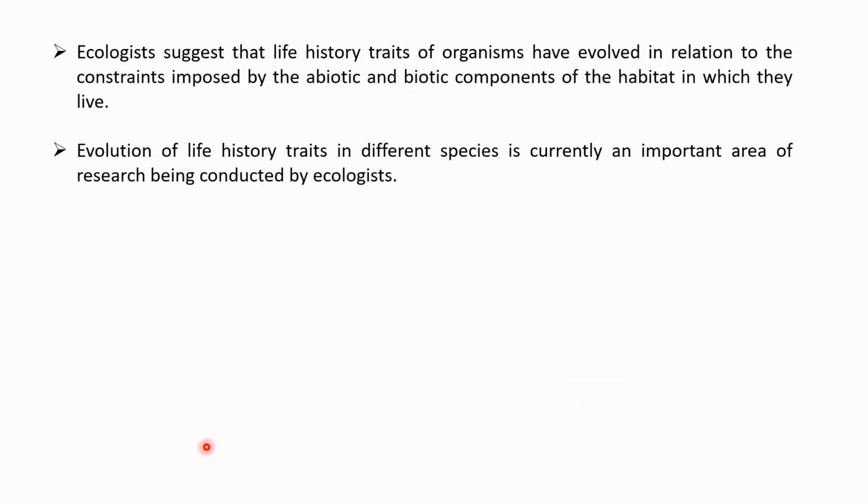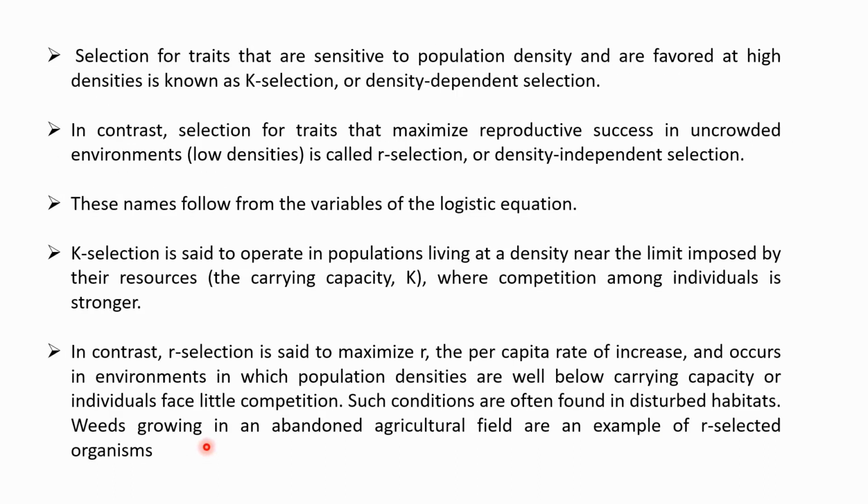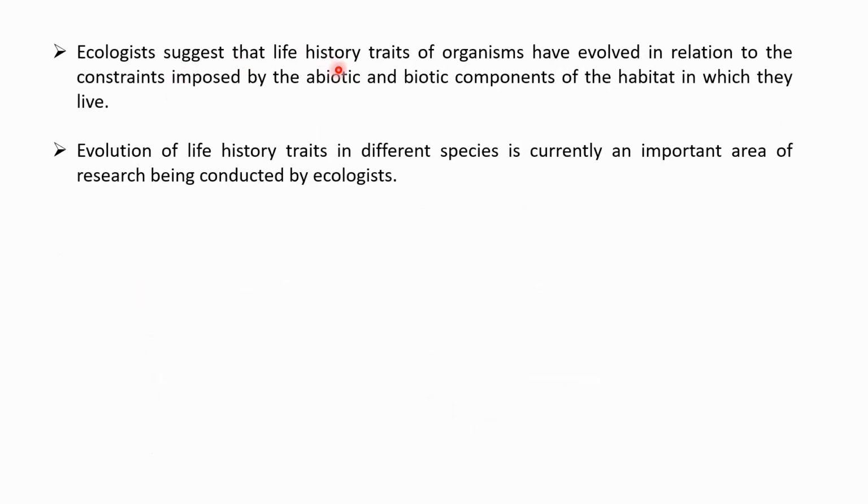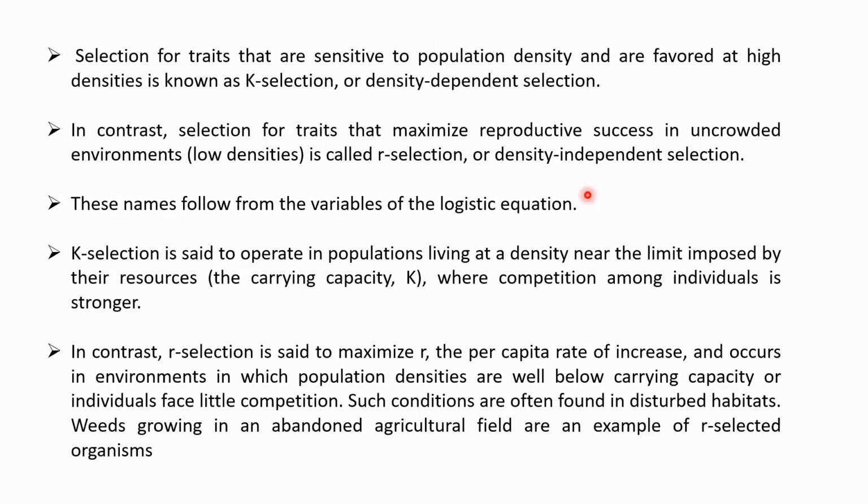So K selection and R selection are used by ecologists, and ecologists suggest that the life history traits of organisms have evolved in relation to the constraints imposed by the abiotic and biotic components of the habitat in which they live. The evolution of life history traits in different species is currently an important area of research being conducted by ecologists. So this was about the importance of K selection and R selection, and when each operates. K selection operates when the population has already reached or is near its carrying capacity, while R selection operates when the population is well below its carrying capacity or the individuals are facing little competition.